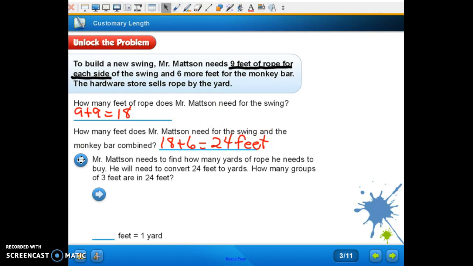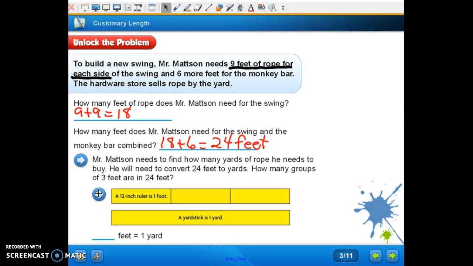Mr. Matson needs to find how many yards of rope he needs to buy. Why does he have to do that? Because they only sell rope by the yard. He will need to convert 24 feet into yards. How many groups of 3 feet are in 24 feet? A 12-inch ruler is a foot. How many feet are in each yard? Here's 1, 2, and 3. So how am I going to figure out how many yards are in 24 feet?